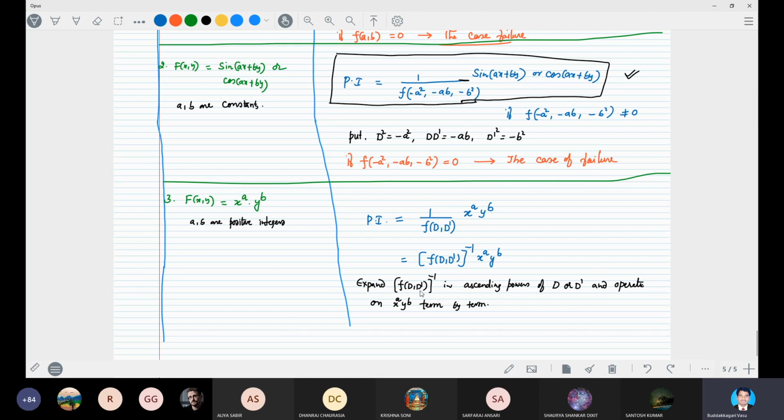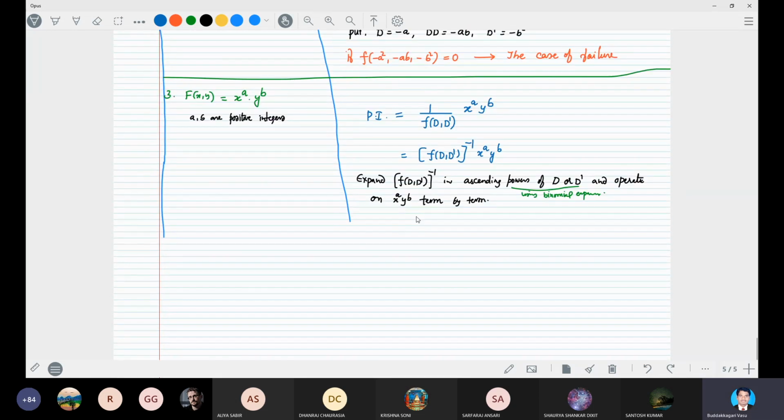This we have to expand using the binomial expansion, in powers of D dash, using binomial expansion or binomial theorem, whatever it is. Then operate term by term.